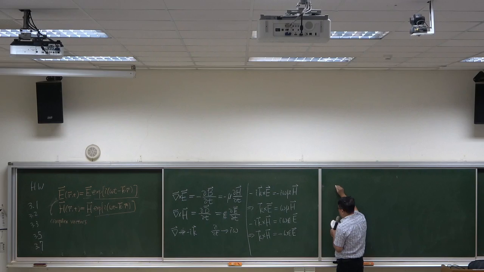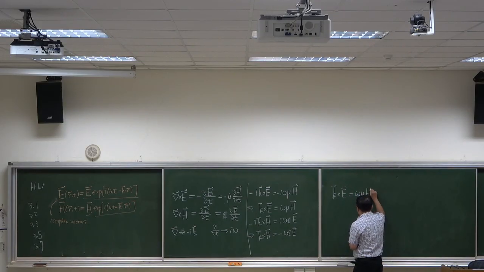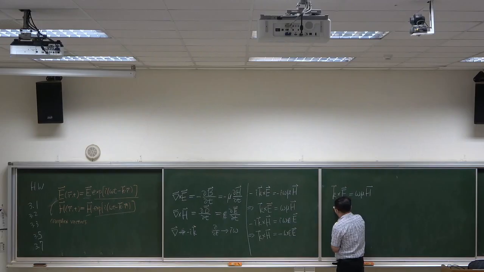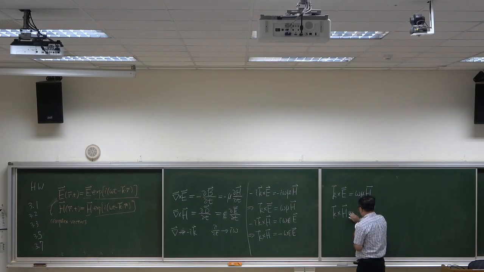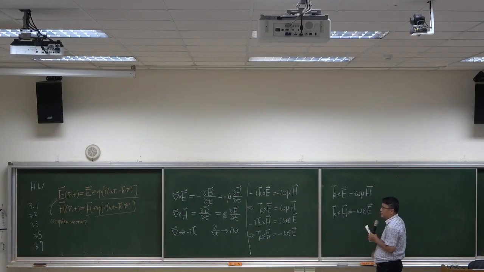So now we have these two equations. k cross E is equal to omega mu H, and k cross H is equal to minus omega epsilon E.